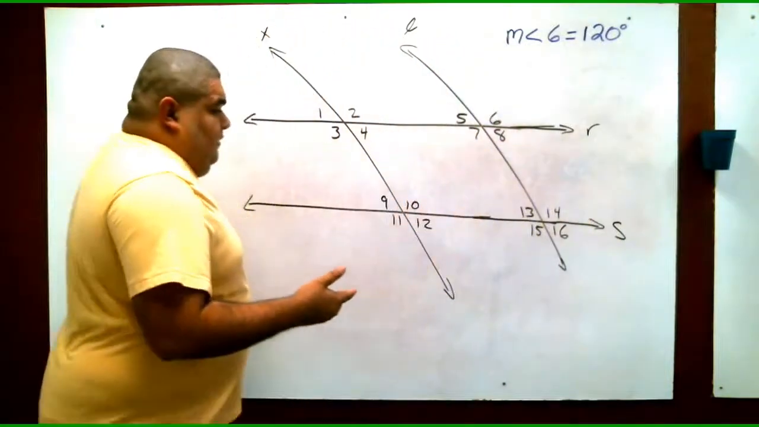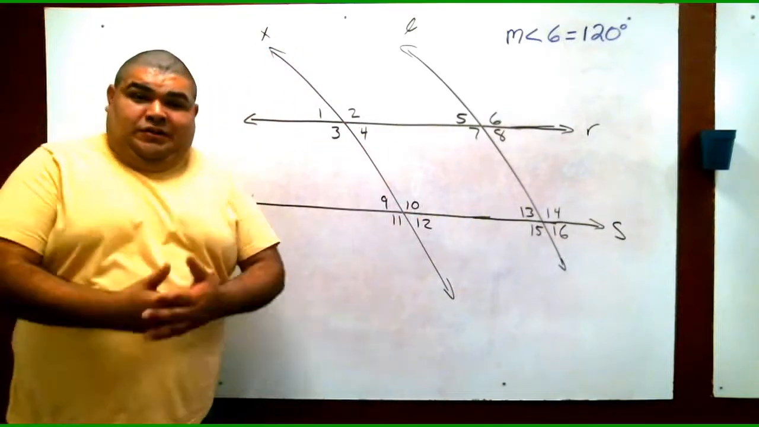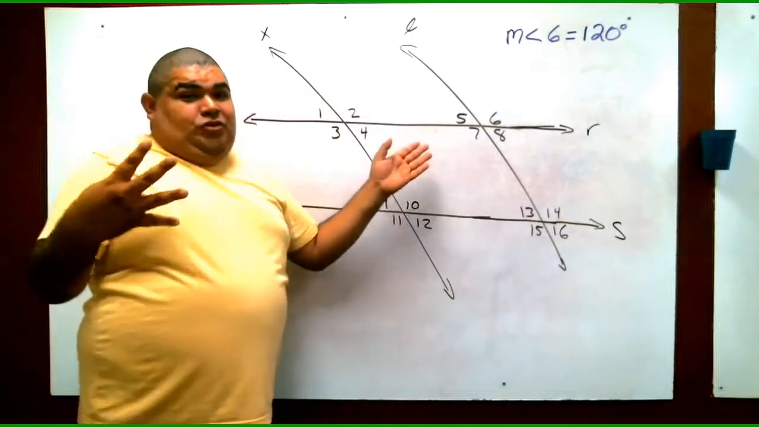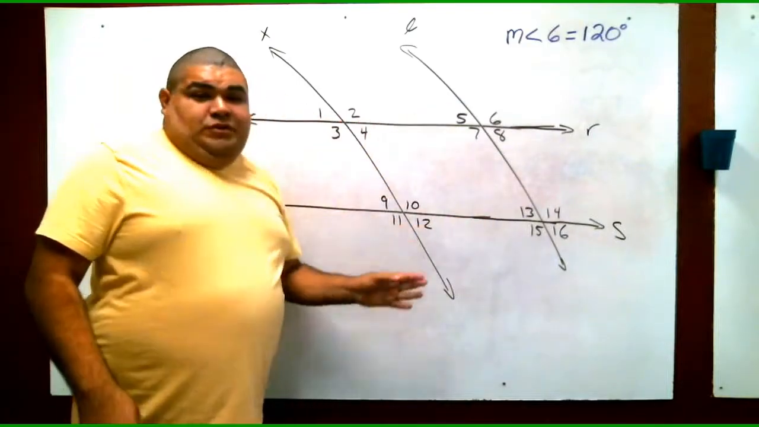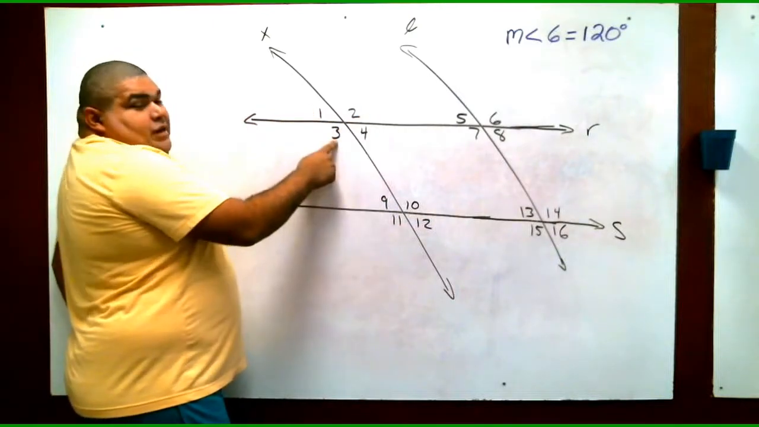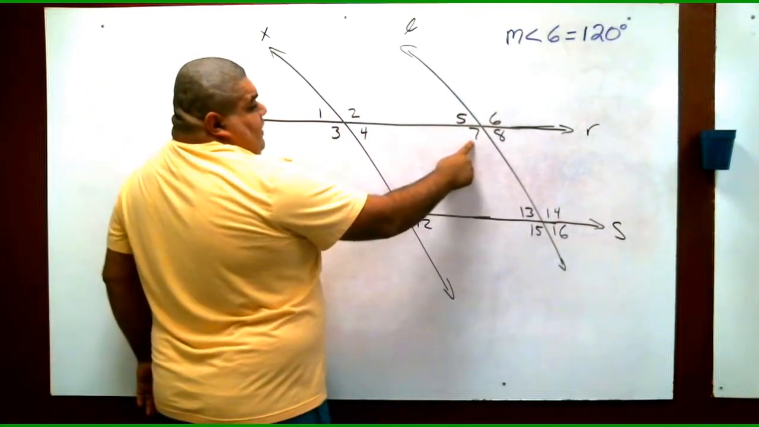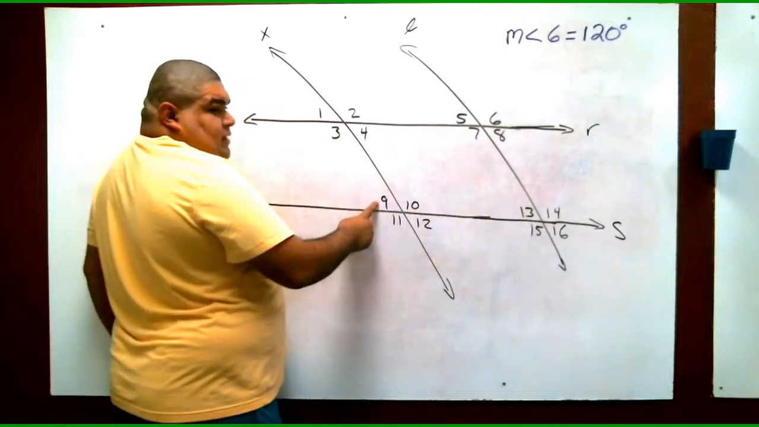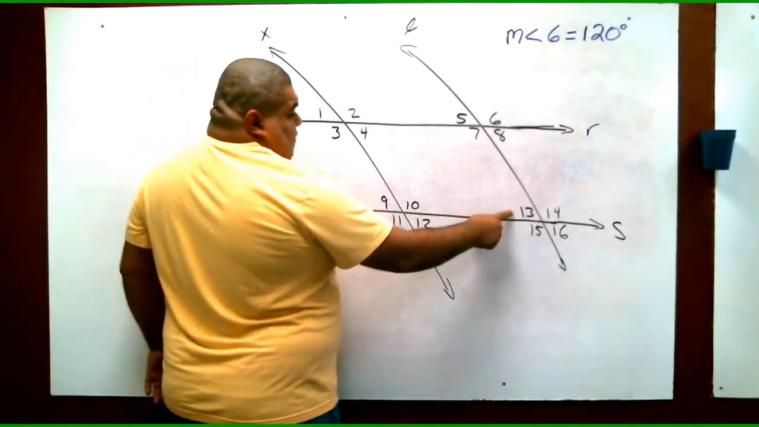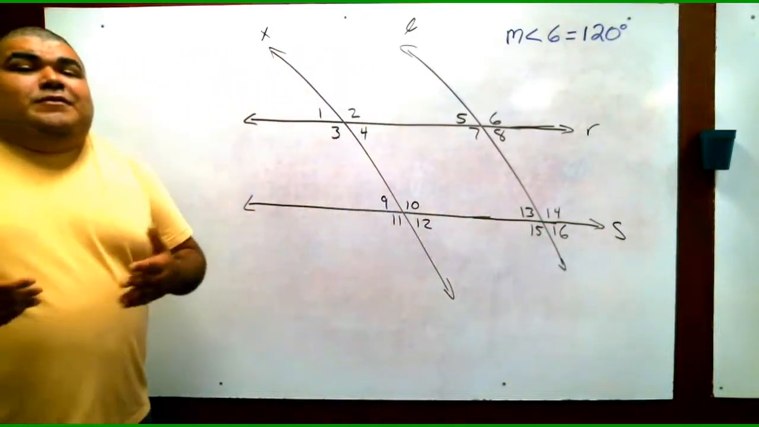So notice that I have this chart. It looks complicated, it's really not. We're going to work on it together, so make sure you write it down. We have two transversals. Actually, we have four transversals because they're all intersecting at least in 2 points. So they're all transversals. We have angle 1, angle 2, 3, 4, 5, 6, 7, 8, 9, 10, 11, 12, 13, 14, 15, and 16. You have a total of 16 angles.